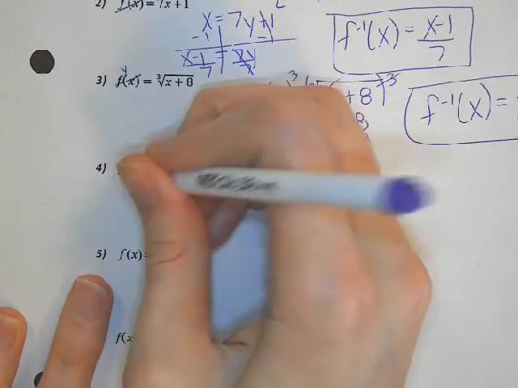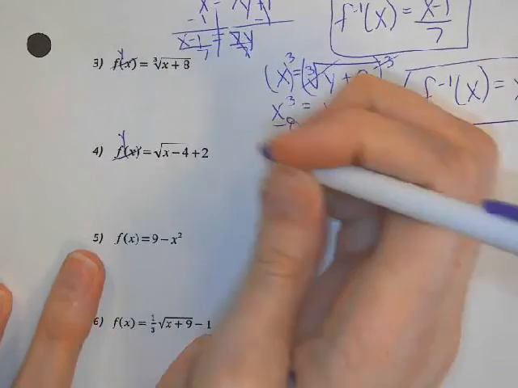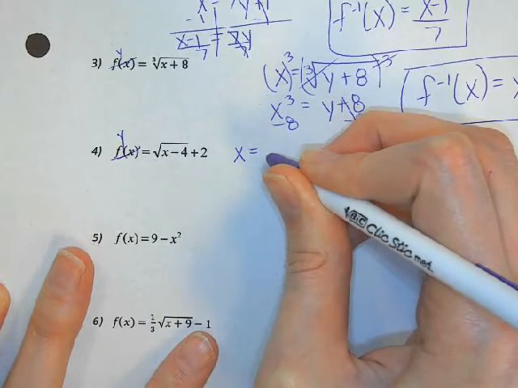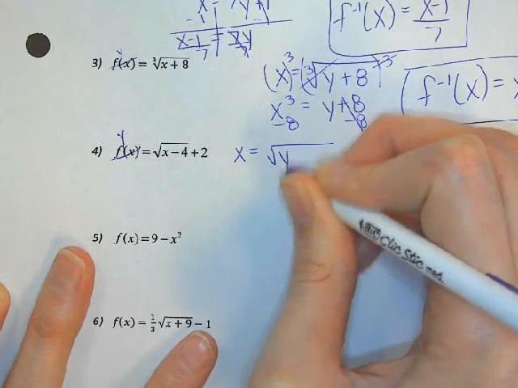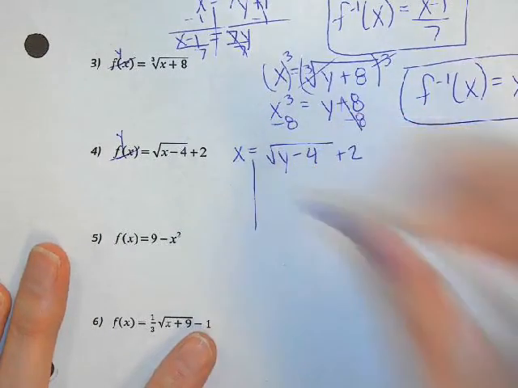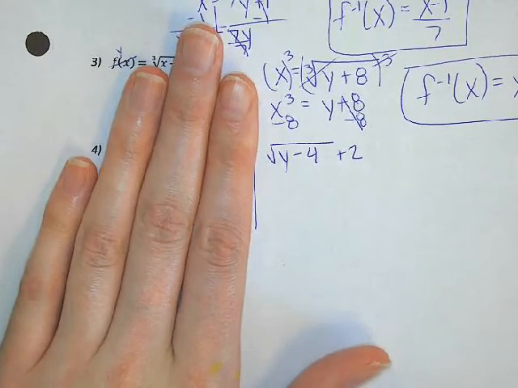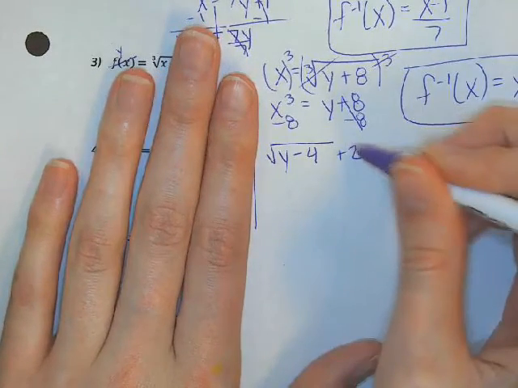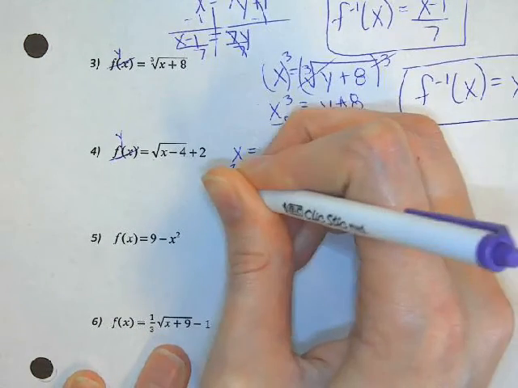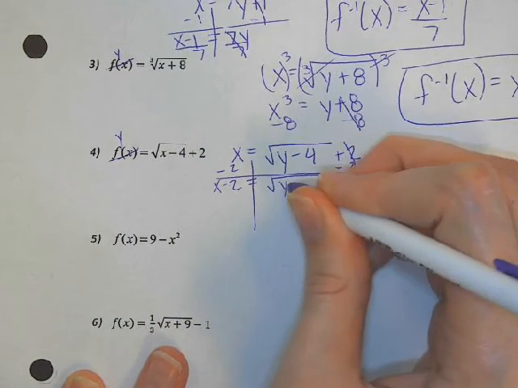F of x, we're going to change to y. Step 2, write the inverse. What's the inverse? Okay, and then step 3, solve for y. To make it proper, I cover up the x, the left side. Furthest thing from the y is the 2 because it's outside the radical. Get rid of that. Subtract the 2, subtract the 2. We get x minus 2 equals square root y minus 4.